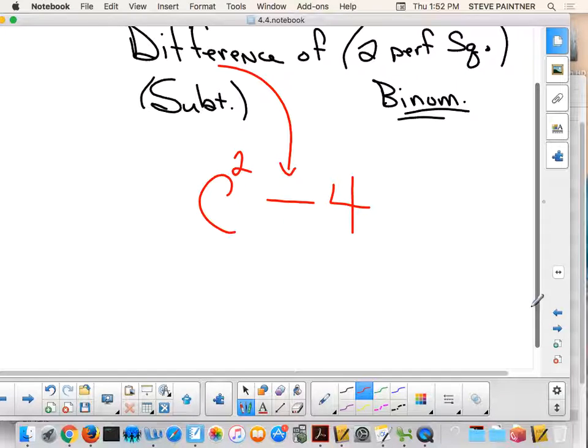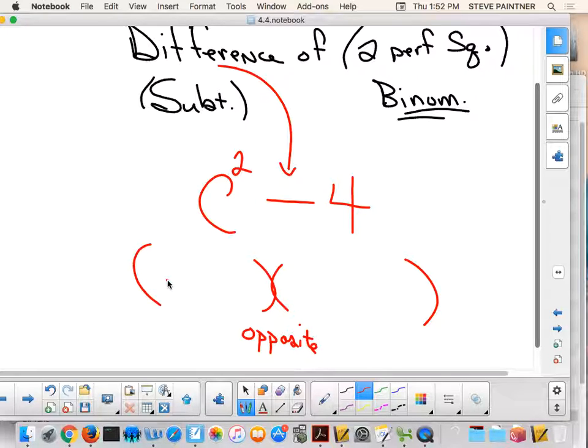You look in the middle and you say, do I have subtraction? Yep. Do I have perfect in the front? Do I have perfect in the back? Guess what? It's your second best friend. It's the difference of 2 perfect squares. So this factors into two binomials, and they are opposite. When I say opposite, I mean one's positive, one's negative.